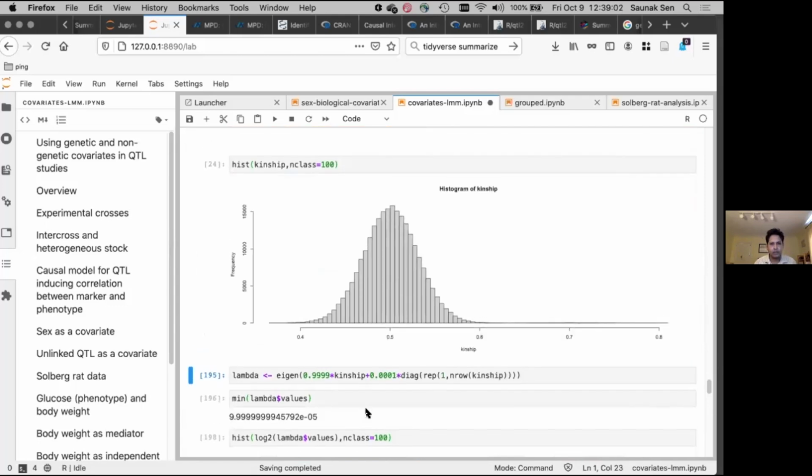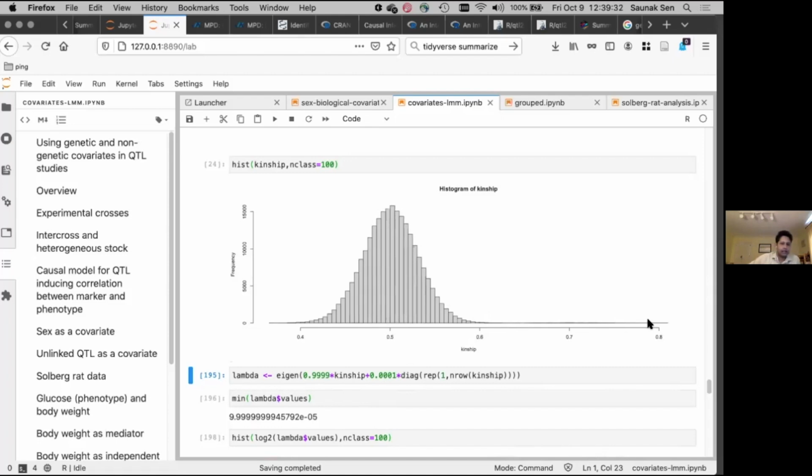Okay, so it looks really nice, except that there is this long tail over here. The kinship between any two individuals is expected to be 0.5, and it is almost exactly 0.5. Maybe there's a slight shift to the right, and there's a long tail.